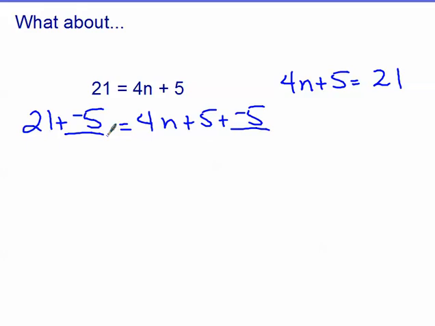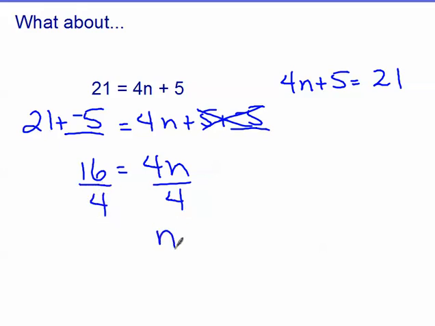21 plus negative 5 gives us 16 equals, on my right-hand side, my 5's go away. You're left with 4n. It has a multiply by 4, so we do a divide by 4, and do a divide by 4 on the other side. And we end up with 4 equals n, or n equals 4.